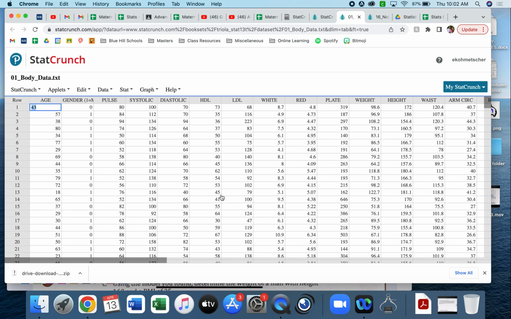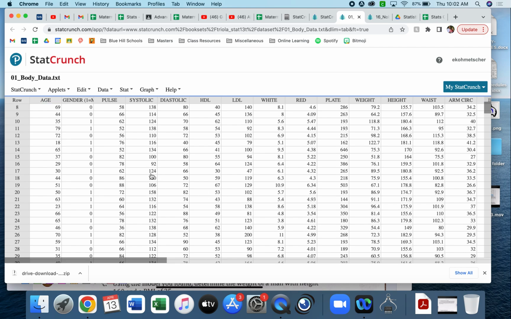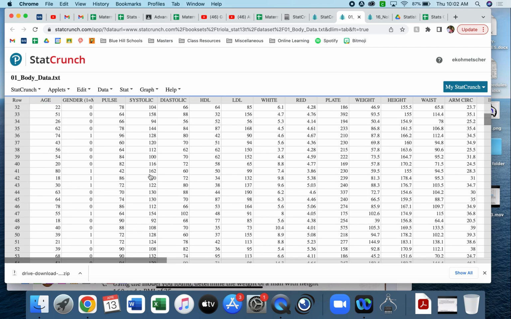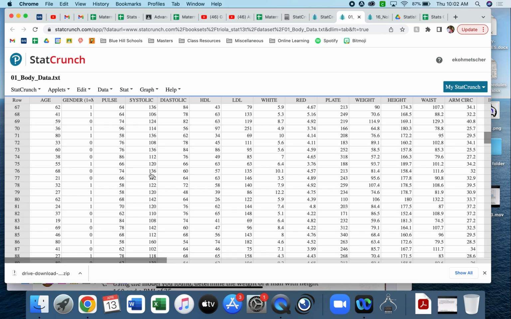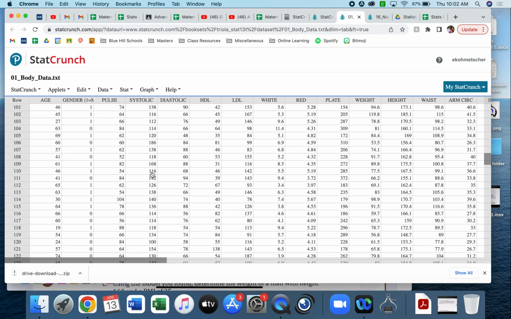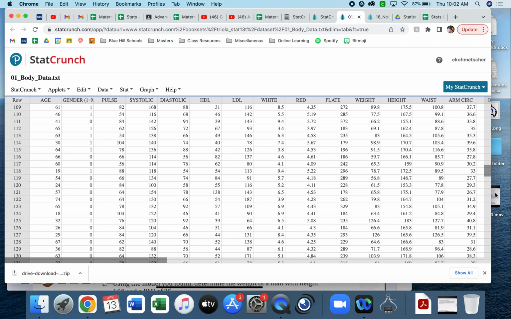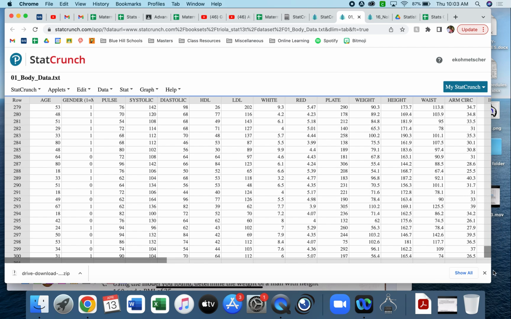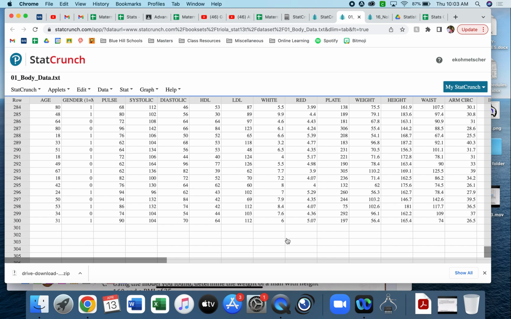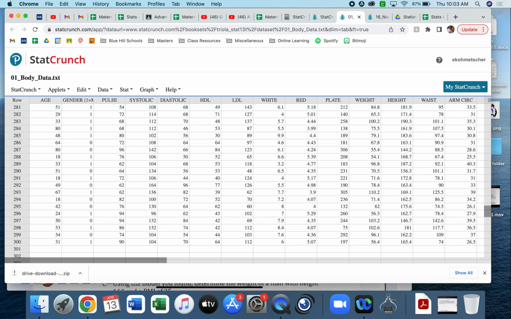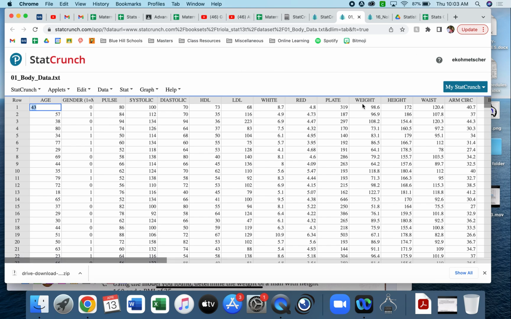Okay, so let's just look at some of this stuff here. How many people did they gather data from? Can you even scroll to the bottom? 300. I didn't get all the way that far. Is there 300? Yep, 300. 300 people. Take it all the way to the bottom. 300 people. But then there's like 40 different categories that they collected.